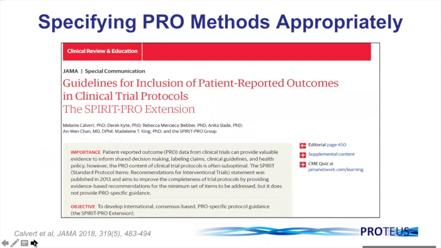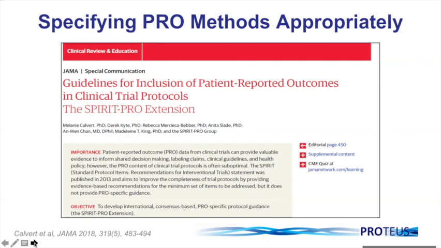The Spirit PRO checklist is an extension of the original Spirit statement published in 2013. The Spirit 2013 statement provided an evidence-based list of recommendations for inclusion in trial protocols, as I said earlier. It does not, however, provide specific guidance on protocol content relating to patient-reported outcomes, or PROs, such as health-related quality of life and patient-reported symptoms.